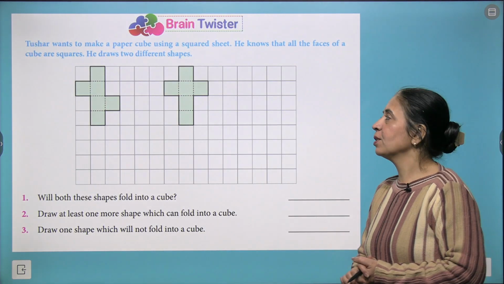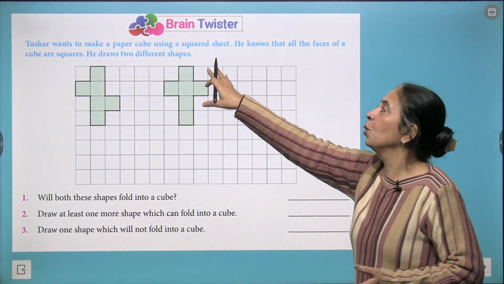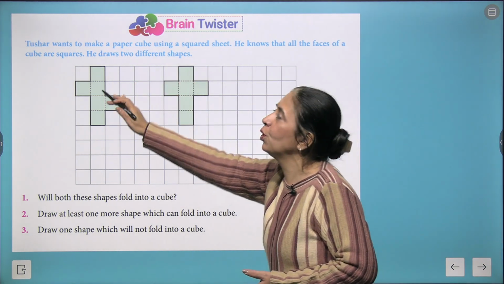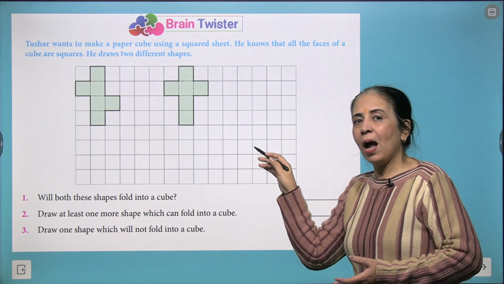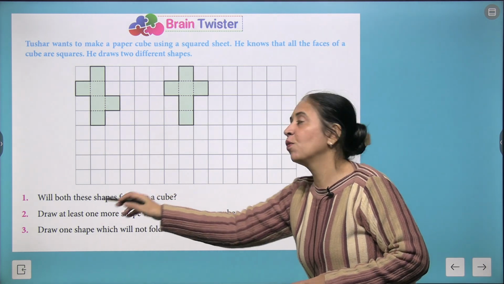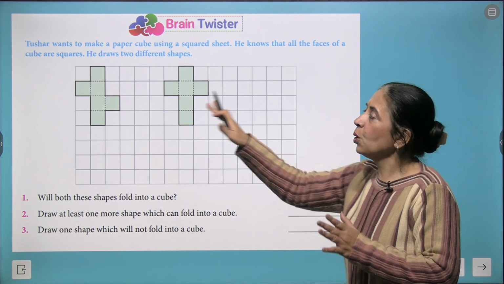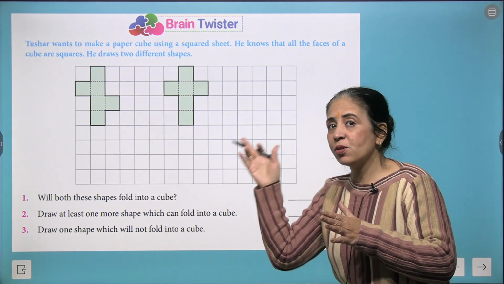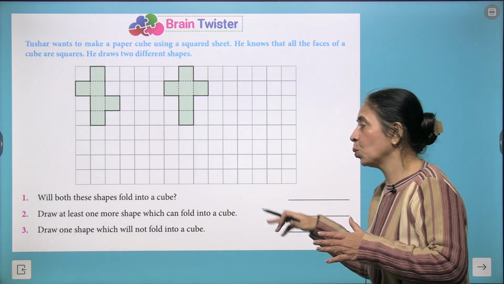Now coming to a brain twister. So Tushar wants to make a paper cube using the standard sheet, and he knows that all the faces of the cube are squares. So he has already drawn two faces and now he needs your help. You are going to check that will both these faces fold to a cube or not. So you are going to just visualize and imagine that if you fold, is it really turning to a cube or not? And you have to draw at least one shape.